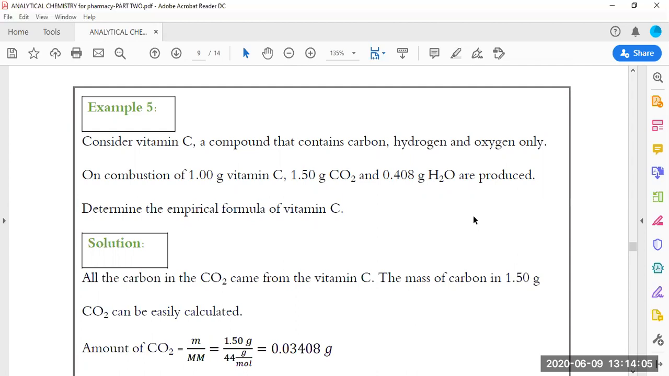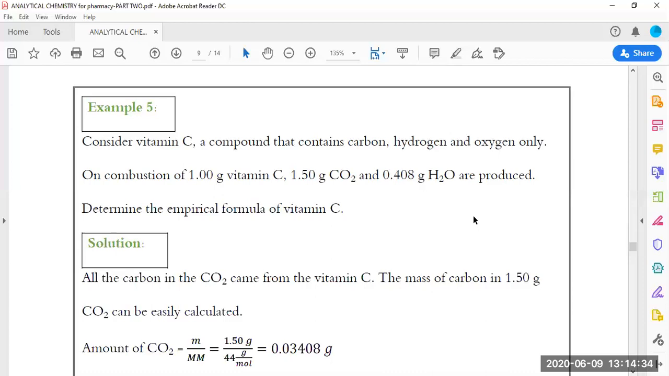This example is similar to example 4. You can do it the same way. You have CO2, so you can find out the number of moles of carbon because you have the mass and you have the molar mass for CO2. You divide 1.5 by molar mass of CO2, the amount of CO2, which is the same as the amount of carbon. So you have the number of carbon mole.